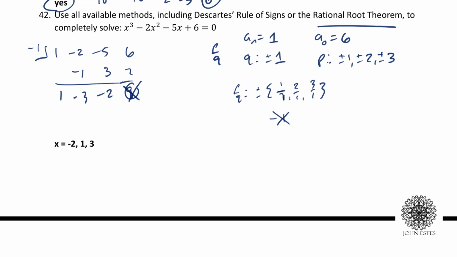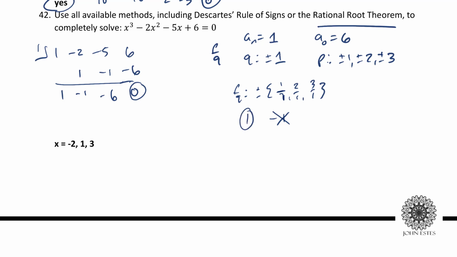Okay, now let's try 1. I'm going to clear off some room here. If I plug in 1, so I bring down the 1. 1 times 1 is 1, plus negative 2, negative 1. Then you get negative 1, which gives you negative 6, times 1 is negative 6. Add those to give me 0. Great. That means that 1 did work.